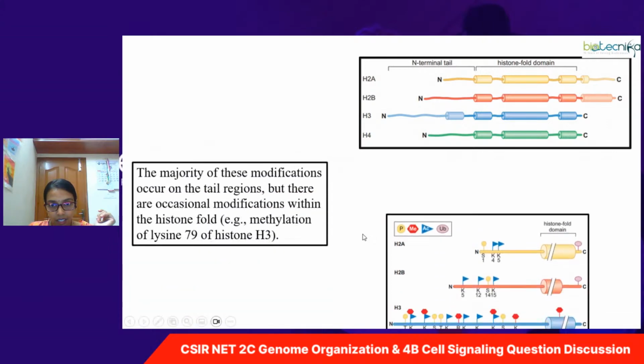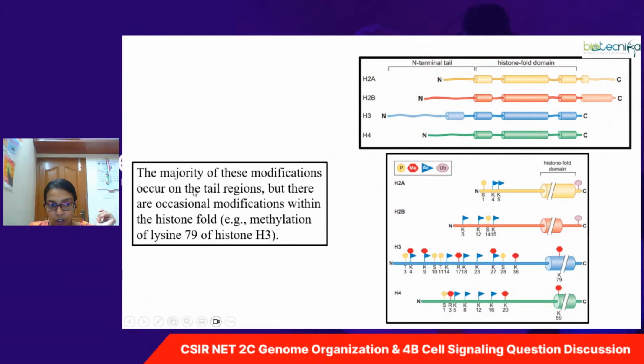See, the majority of modifications occurs in the N-terminal region. So this is your histone fold domain that I told you is necessary for combining the histones together when they are wrapping around the DNA. And these are the different modifications taking place.